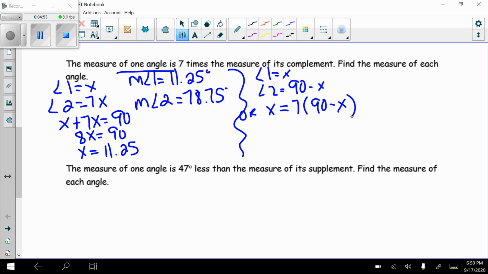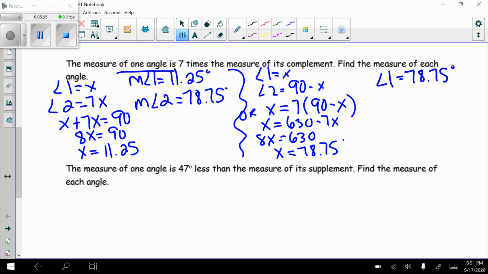So here I would want to distribute my 7. I have x equals 7 times 90, which gives me 630, minus 7x. Get all of my x's on the same side. Now I have 8x equals 630. Divide by 8, so x is equal to 78.75 degrees. So this time my angle 1 is 78.75 degrees. And angle 2, again, 90 minus 78.75, which is 11.25. See, it doesn't matter which one I call angle 1 or angle 2, I still get the same answers.